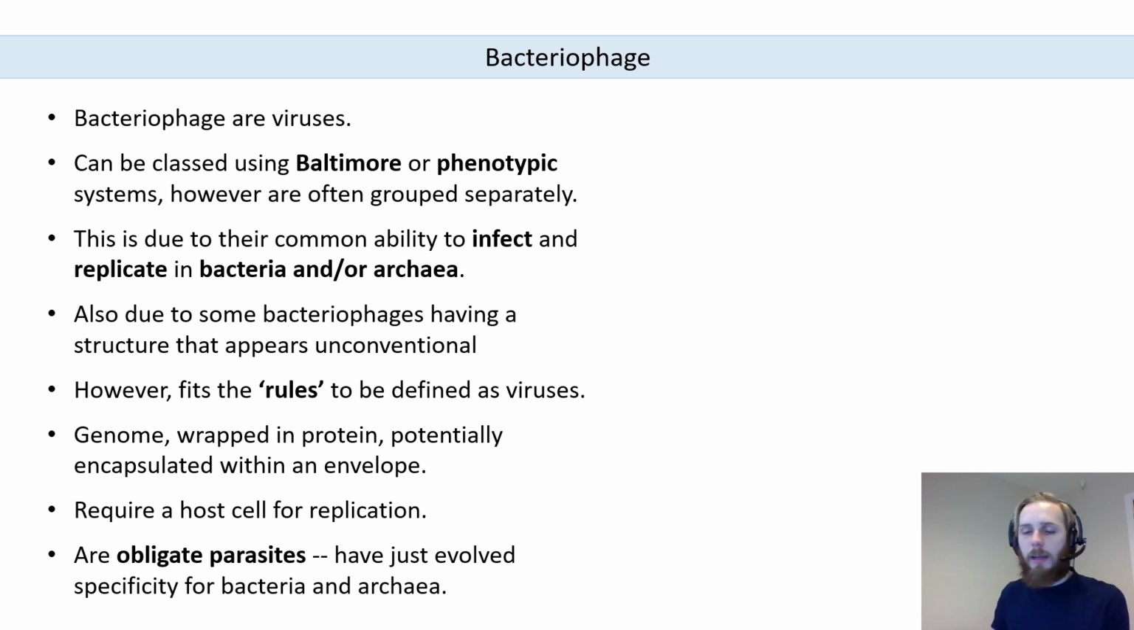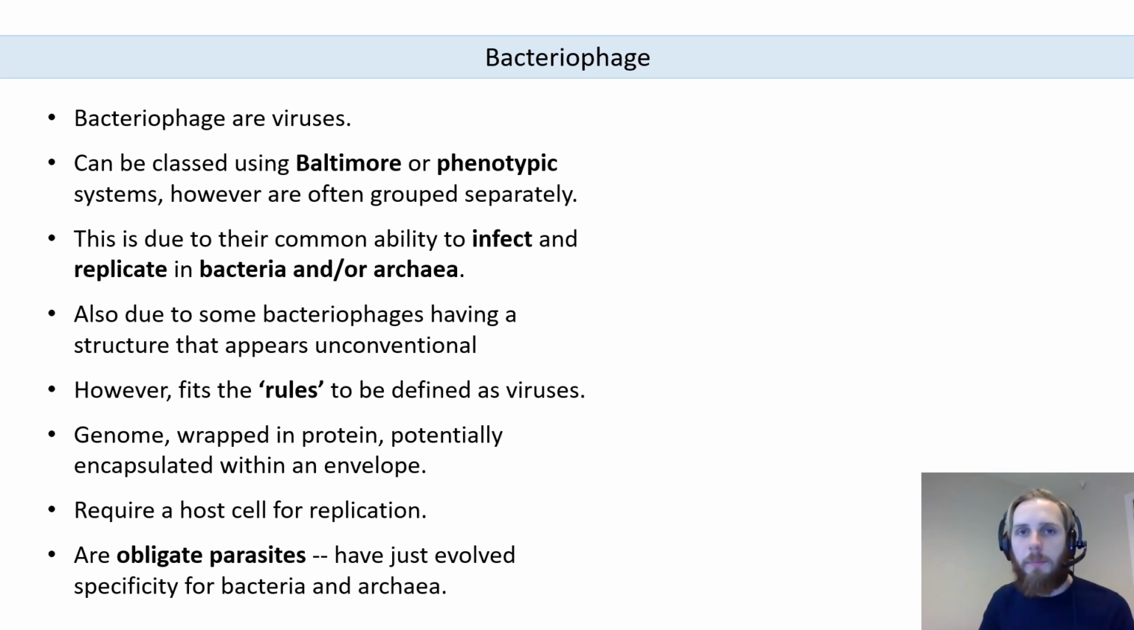However, they are slightly separate. Or I shouldn't say they're separate from viruses. They are viruses, but they group together within viruses. So they're a specific group of viruses. And why is this the case? Why do we group bacteriophages together?